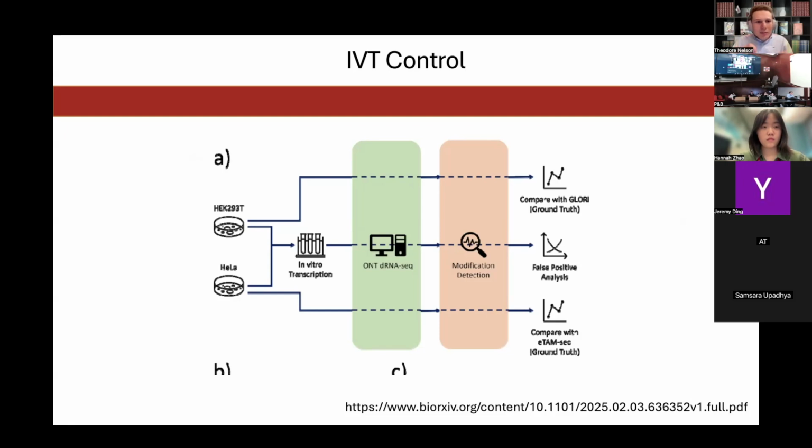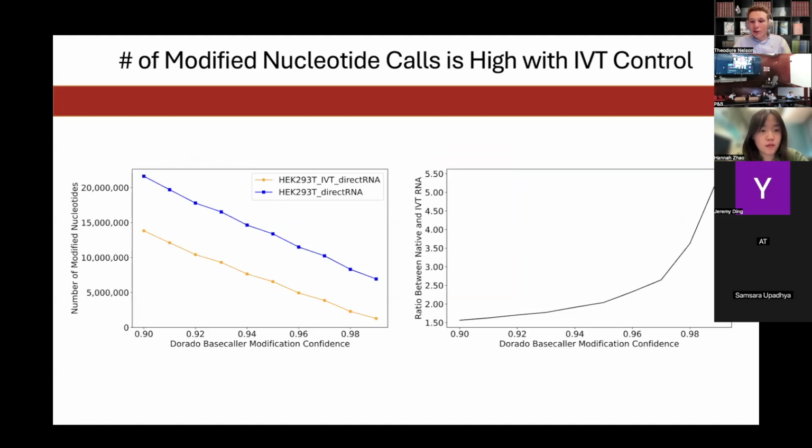What that means is that they took the RNA library, they converted it to cDNA, and then put it in an in vitro transcription reaction to convert all the cDNA back into RNA. And that basically produces an unmodified version of the RNA library that you can use for all of this false positive analysis and discovery. So I'm just going to show the data for m6A here.